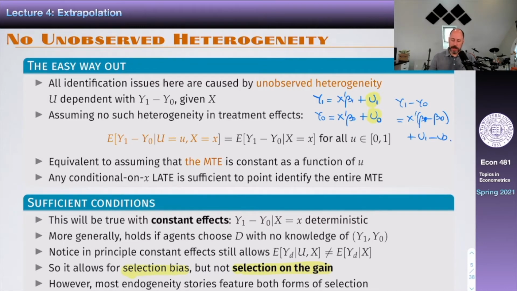So the summary is most endogeneity stories feature both forms of selection, okay? Selection bias and selection on the gain, because you will believe that the true model is something that looks like that, at least.